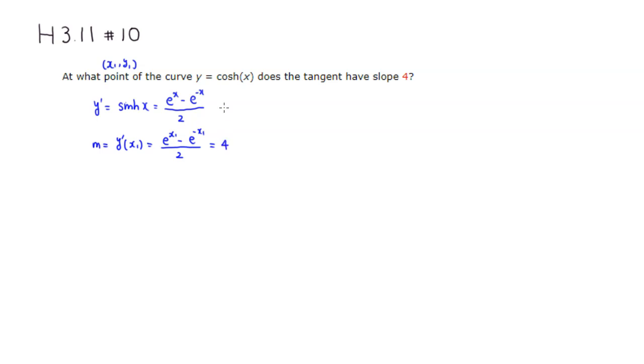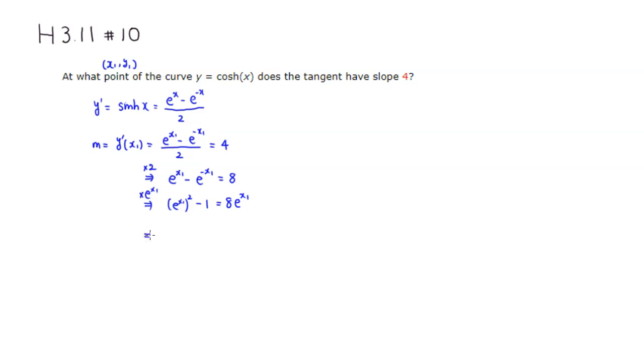Right, so let's solve. First I want to get rid of the fraction, so I'm going to multiply through by 2. So you have e to the x1 minus e to the negative x1 is equal to 4 times 2, which is 8. Then I'm going to multiply through by e to the x1. So you have e to the x1 squared, and here, this is a reciprocal, so it's negative 1, is equal to 8e to the x1.